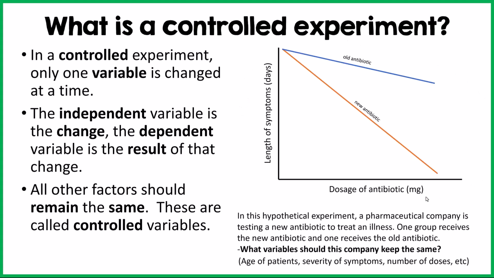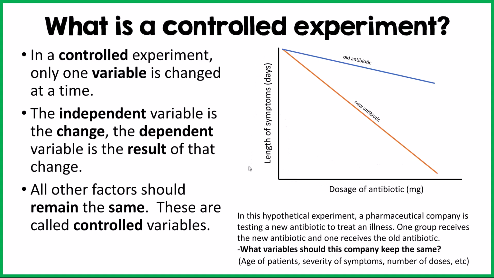So if we look at this graph here, this is a hypothetical experiment in which a pharmaceutical company is testing a new antibiotic to treat an illness. One group receives the new antibiotic and one group receives the old antibiotic. So if we look at the graph here, the independent variable is written on the bottom, on the x-axis. So that's the dosage of antibiotic, and we're going to test different dosages here for the new antibiotic and for the old antibiotic. Obviously, if this was a real graph, we would have more labeling on here.